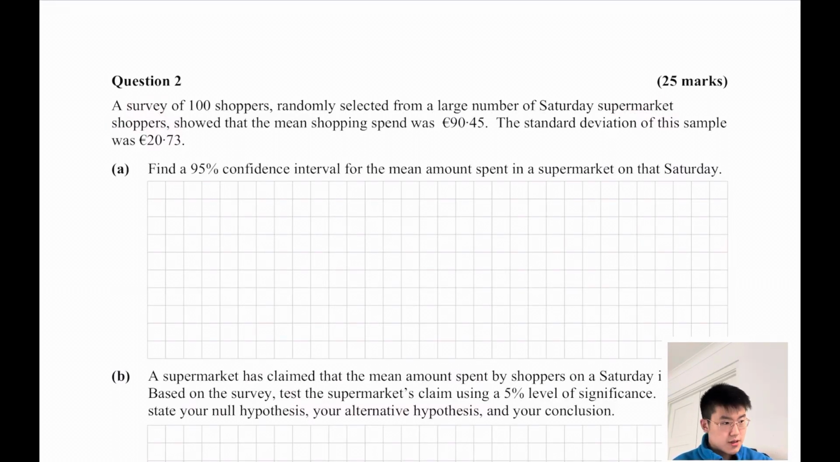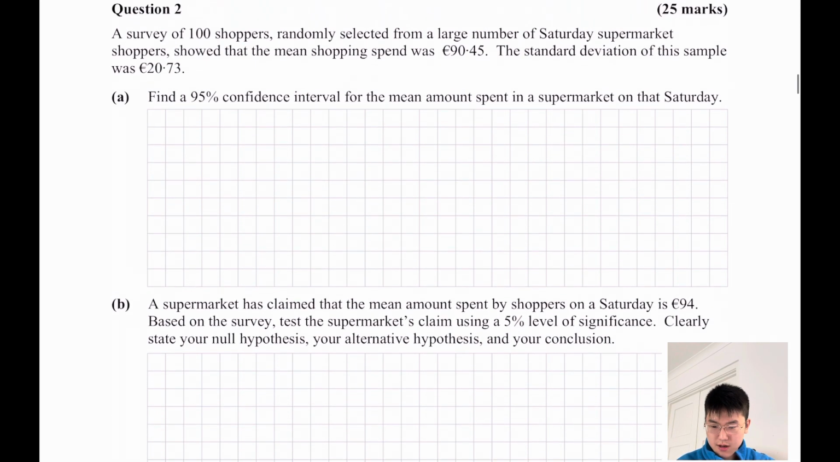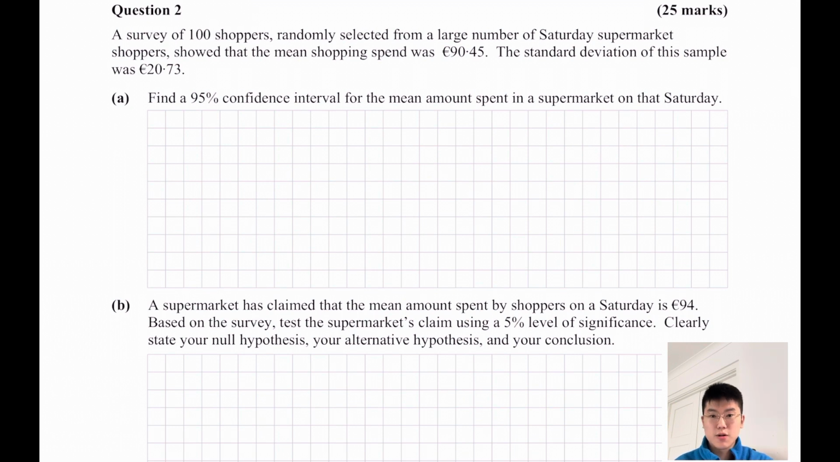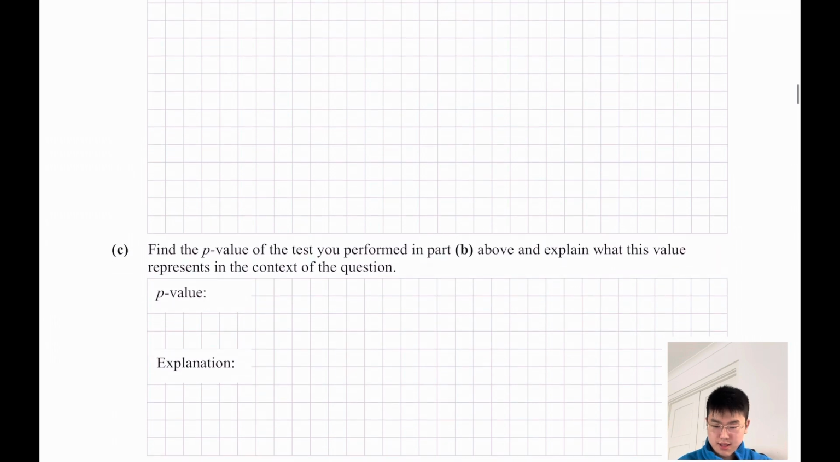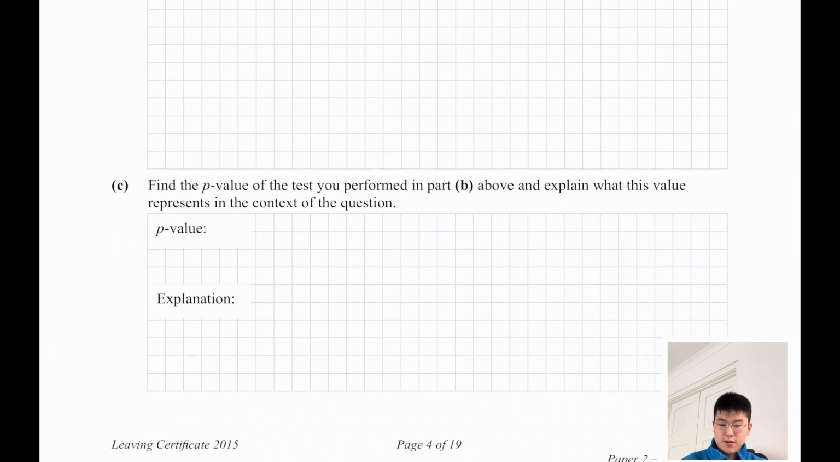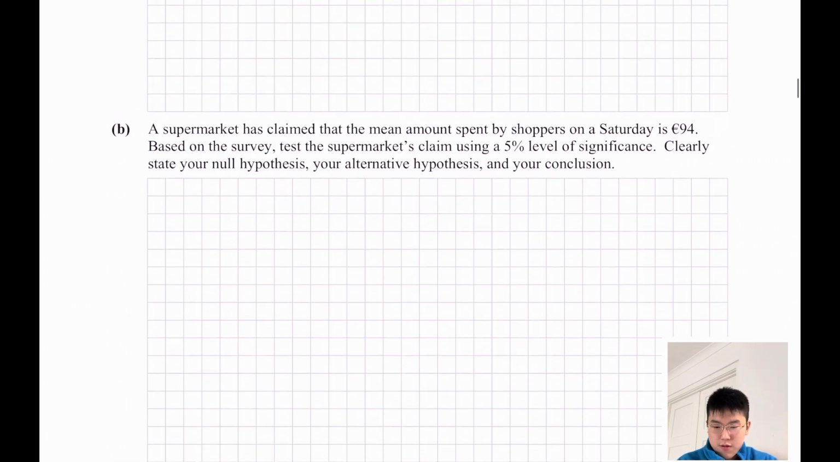Okay, so here we're dealing with a statistics question, and there's three parts to it. The first part, we're asked to form a confidence interval, and then part B, we're asked to do a hypothesis test, and then finally part C, we're asked to find the p-value. Now, for our hypothesis test, you could go about doing this two ways.